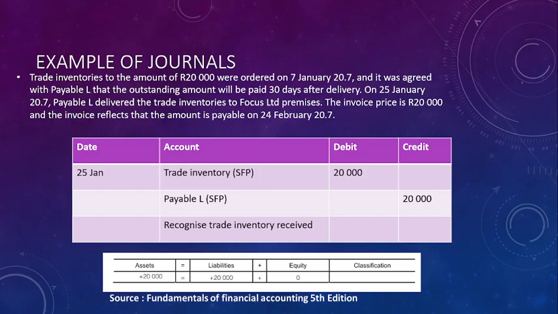Right, so your assets are increasing on your debit side, right? That's what we discussed when we were looking at the accounting equation. It's increasing on the debit side.